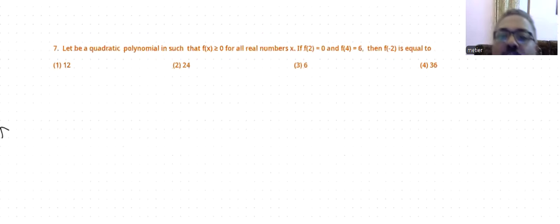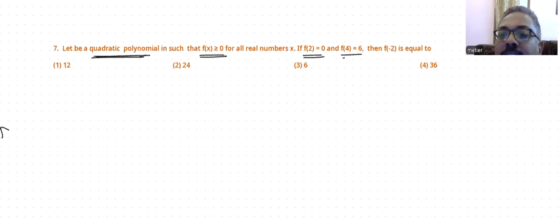Another quadratic function. What are they saying? Let me check. Quadratic, that data is given already. Quadratic: f(x) is positive or 0. Another piece of information: f(2) is 0, f(4) is 6. We need f(-2).